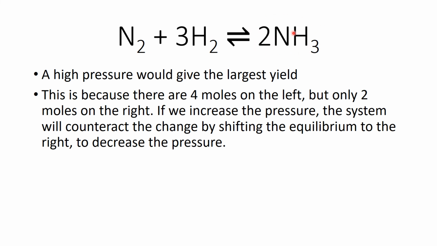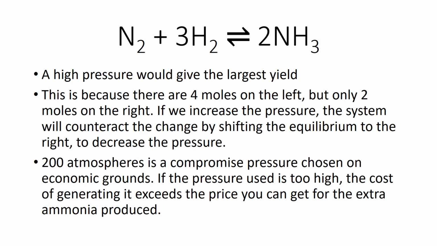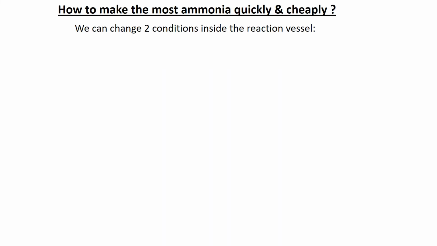to decrease the pressure overall. However, 200 atmospheres is used as a compromise rather than something like 500 atmospheres on economic grounds. The higher the pressure, the greater the cost, both of your reaction vessel as it stands, because you're using more material to manufacture it, but also in terms of maintenance. So if you have too high a cost to generate that ammonia, then that will exceed the price you're going to be able to sell the ammonia for. So it's a compromise. Let's look at what we've learned then.